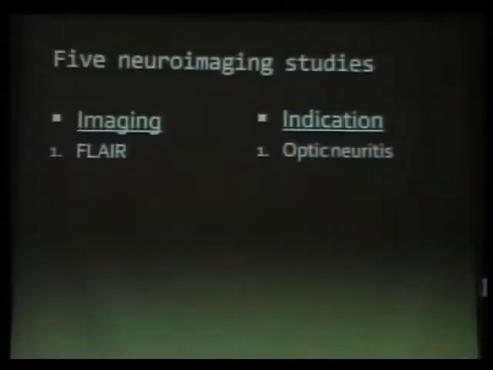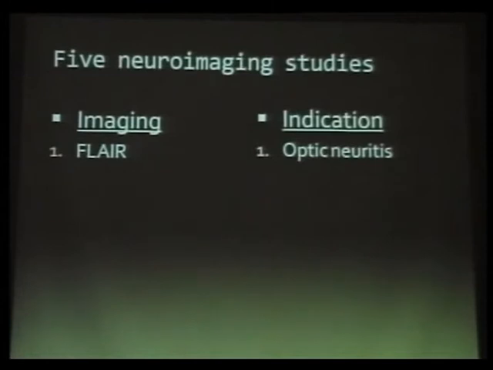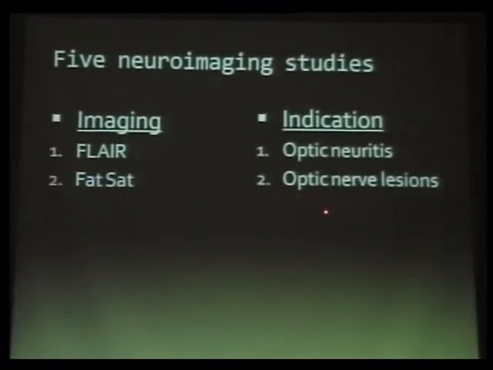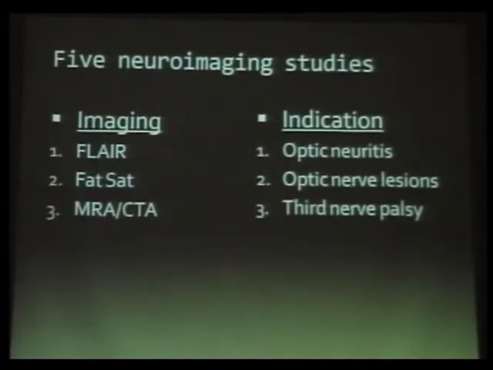So the 5 studies are FLAIR, fluid attenuation inversion recovery. And the thing you need that for is for demyelinating disease. Optic neuritis would be the prototype, but INO and new onset nystagmus in young people would be 2 other indications. You need to know about fat suppression for anything that's involving the optic nerve. You need to know about CTA and MRA combination for third nerve palsy, which we touched on before, but I'll show you in more detail now.